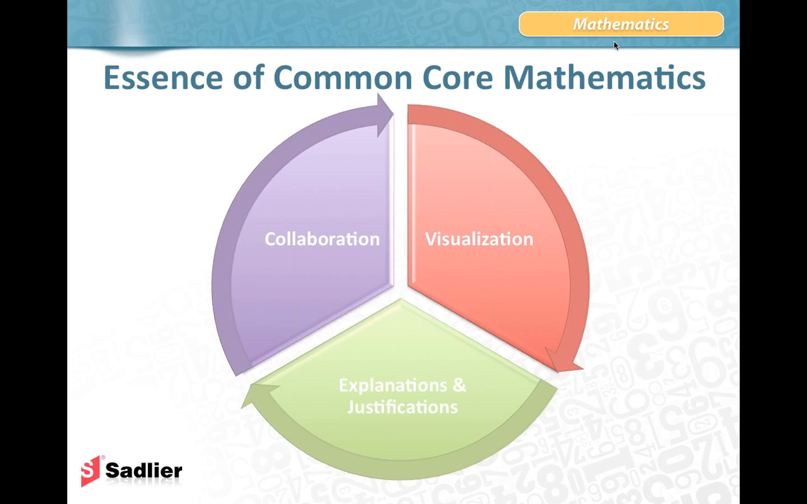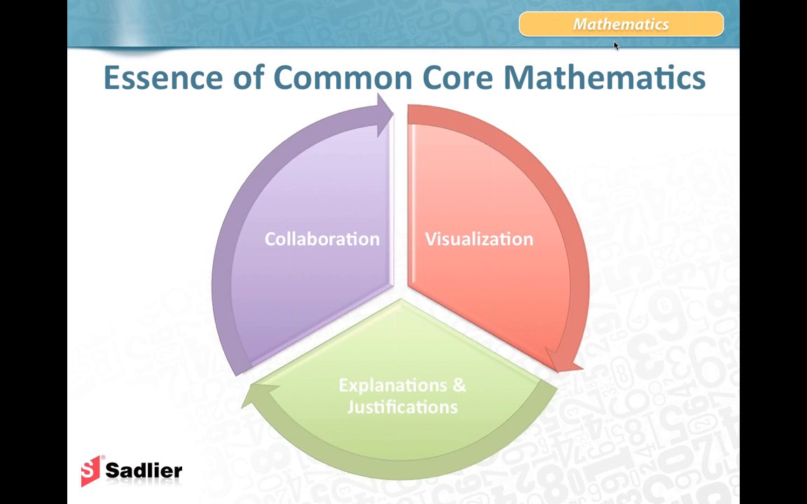Common Core wants us to have a collaborative classroom. They want students to be able to start talking about mathematics, sharing their ideas, and sharing their strategies, because there's research out there that shows that students learn best from one another. So Common Core wants the math classroom to be a collaborative classroom. So there needs to be a lot of collaboration in the classroom, moving away from that talk and chalk.